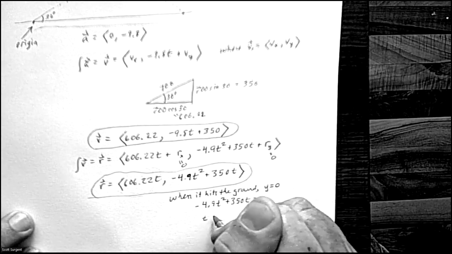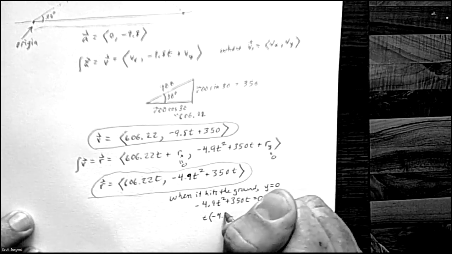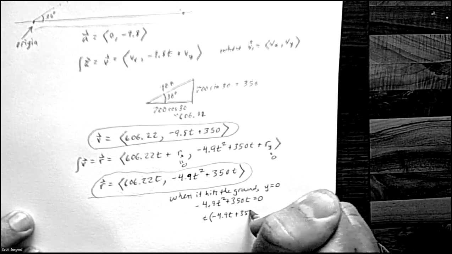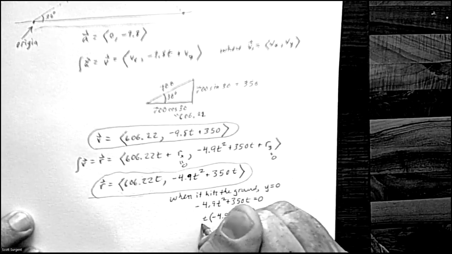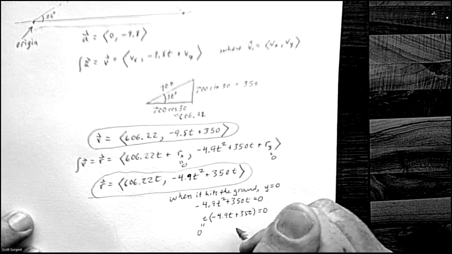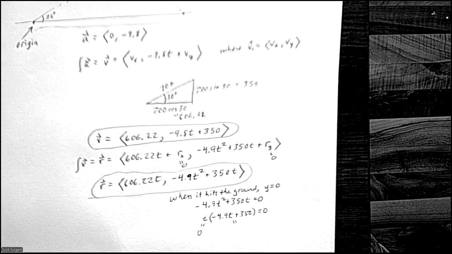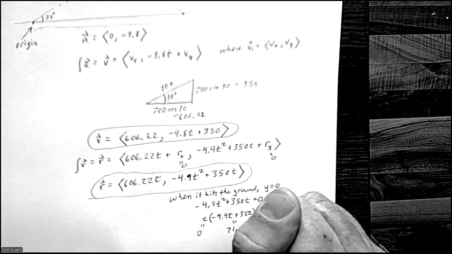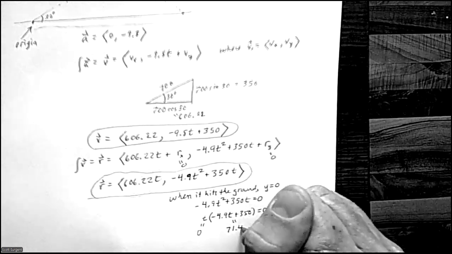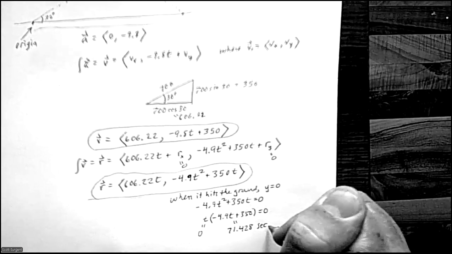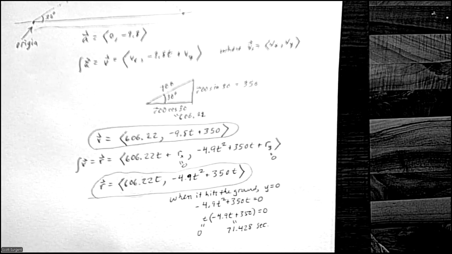You just factor out t. Now one of the answers is 0. Of course, that's the one that was shot. The other answer is whatever that worked out to be. So 350 divided by 4.9. Oops. 350 divided by 4.9. 71.428. And that's seconds. So this thing's in the air for quite some time.